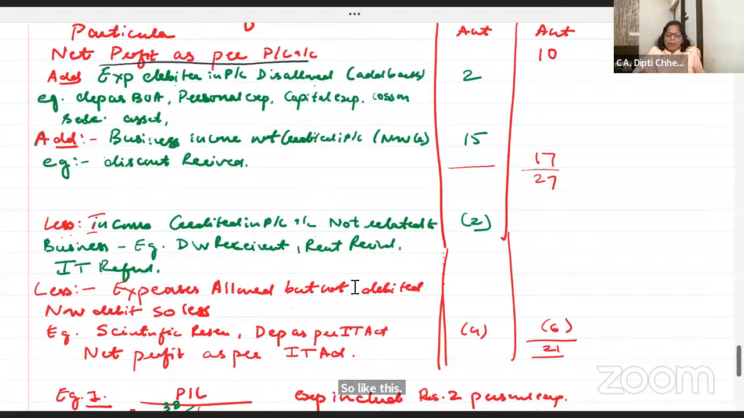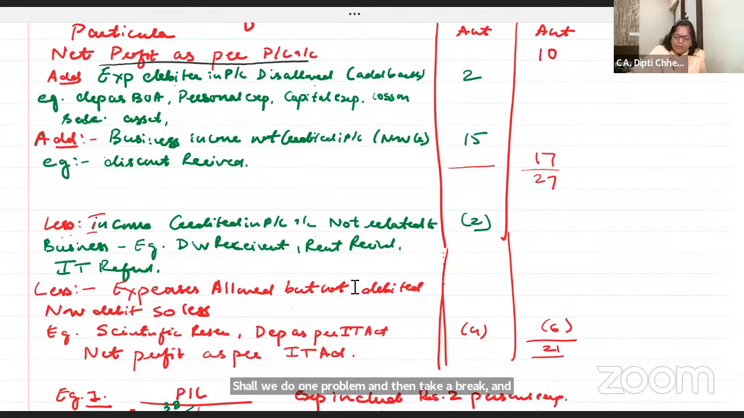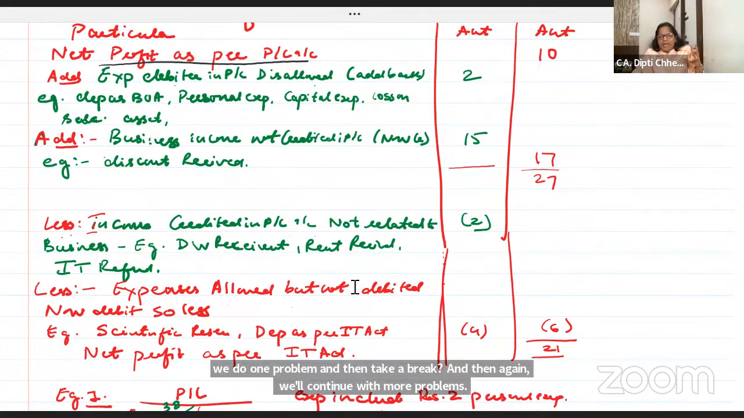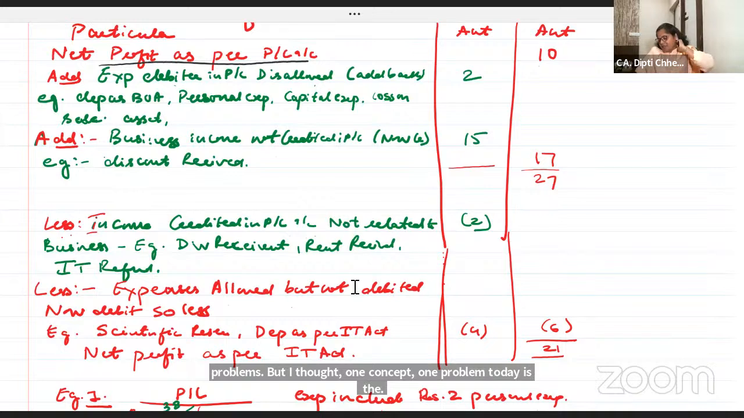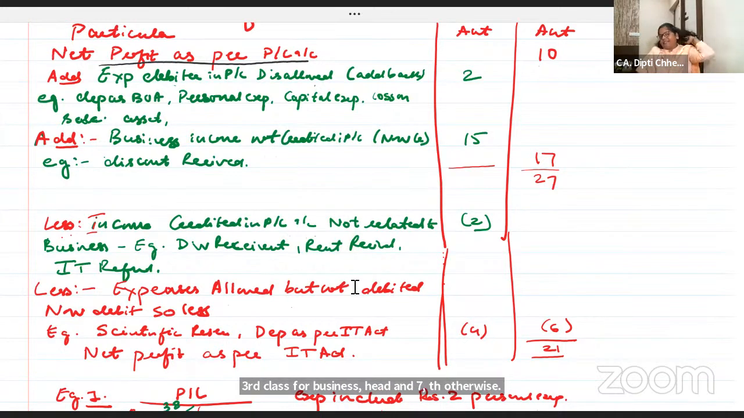Shall we do one problem and then take a break? And then again we'll continue with more problems. For 2 classes I didn't teach jumbo problems, but I taught one concept, one problem. Today is the 3rd class for business head and 7th class otherwise for fast track. We have yet not done salary. Someone might be thinking salary and house property are all done, but no, only house property is done. Tell me and I will do.